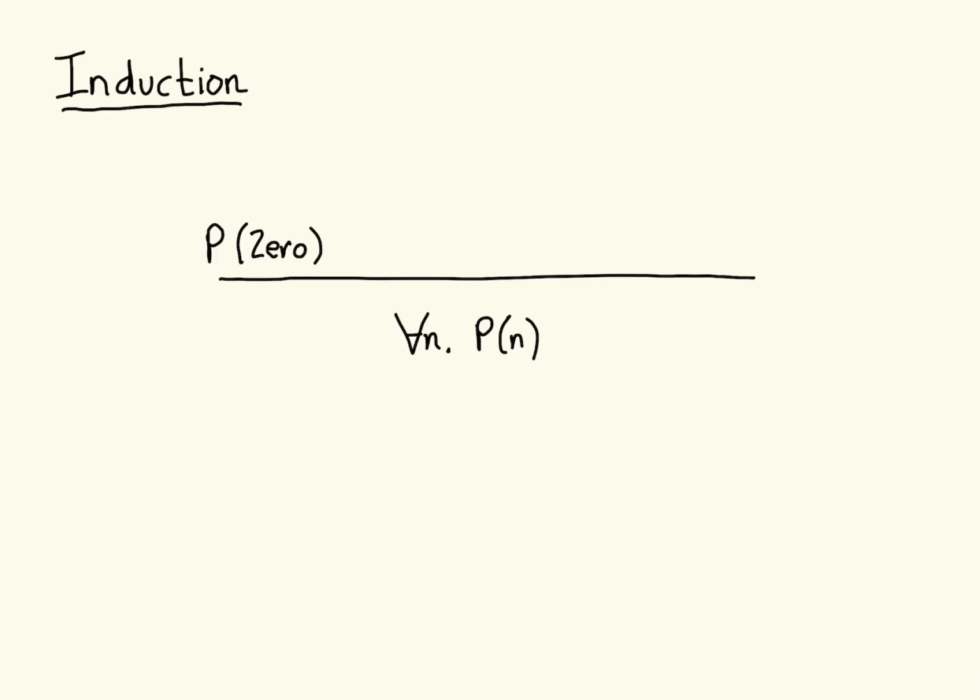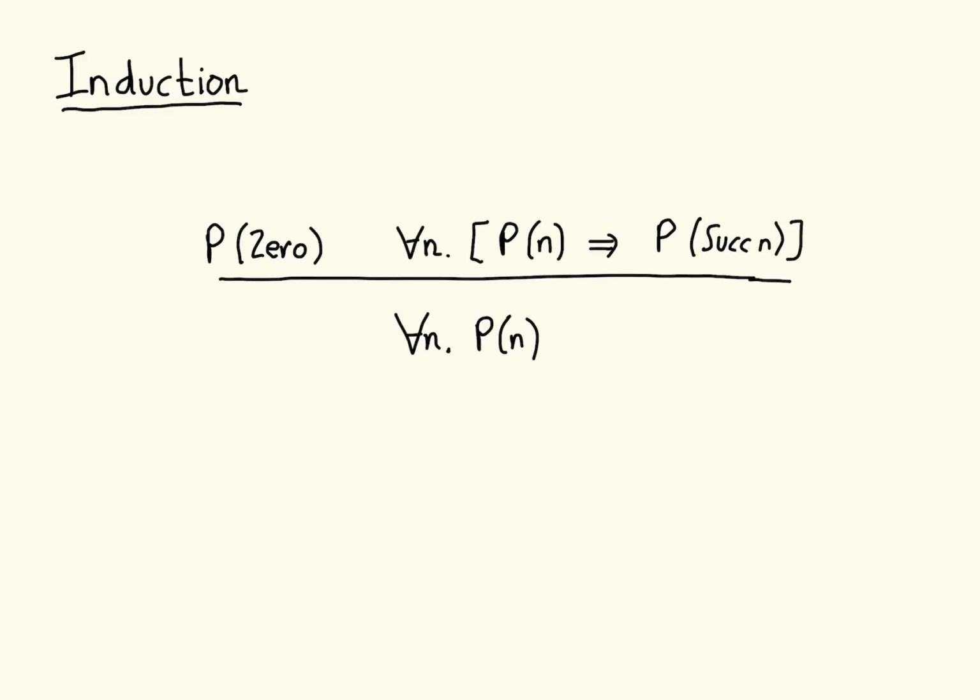And then you need to prove an inductive case which says that the property is preserved by the successor constructor. That sounds a bit fancy, but if we write it down formally, it's very straightforward. This simply means that for any natural number n, if the property p is true for the number n, then it's also going to be true for the successor of n, the next natural number.